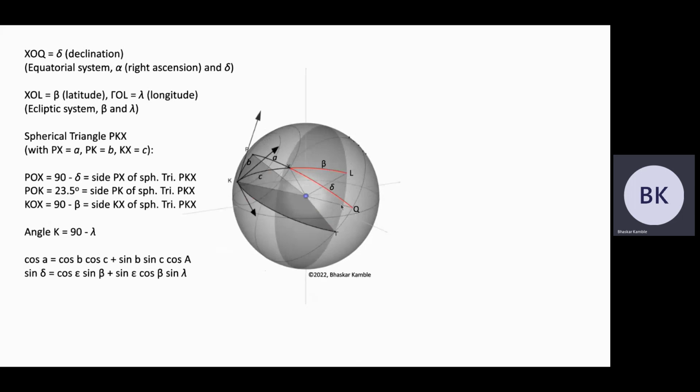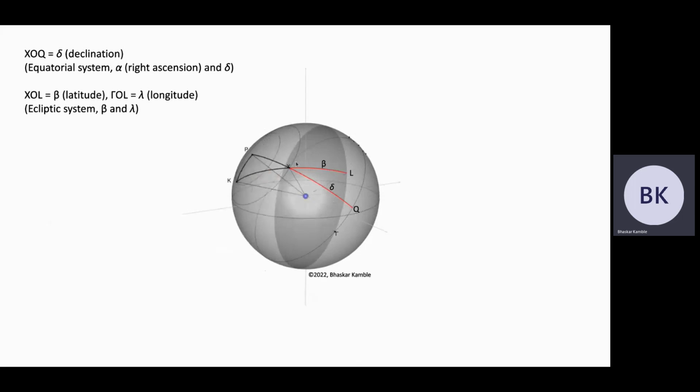There are certain other things which I wanted to talk about. The angular distance of X from the ecliptic circle is known as beta, and the angular distance of L from gamma is known as lambda. So beta is known as the latitude, which is not to be confused with the terrestrial latitude, and L gamma is known as the angle lambda, which is not to be confused with the terrestrial longitude of the Earth. These two, beta and lambda, form part of the so-called ecliptic system of coordinates.